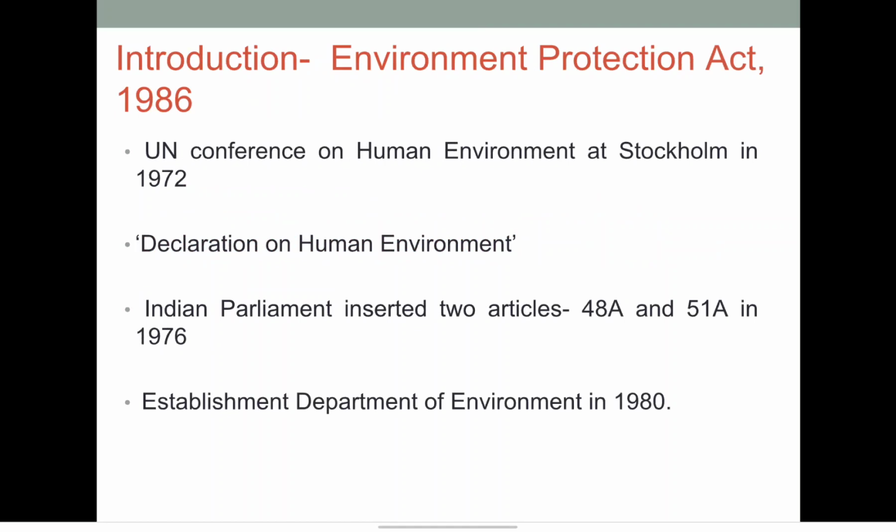Declaration on Human Environment contained 26 principles, and different environmental issues such as pollution, then industrialization and its effect on environment, then population growth and its effect on environment, also global warming, then the ozone layer depletion, all of these environmental issues were placed at the forefront.